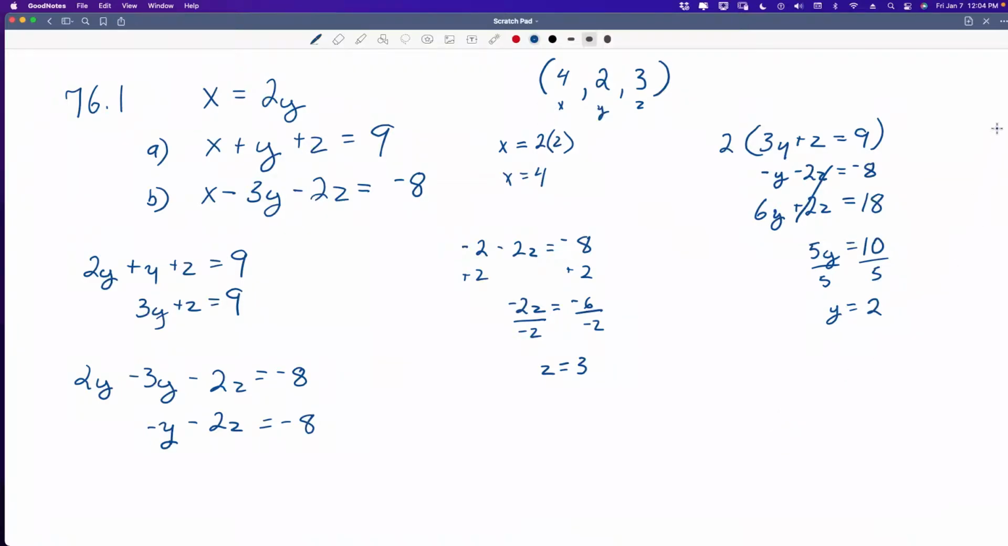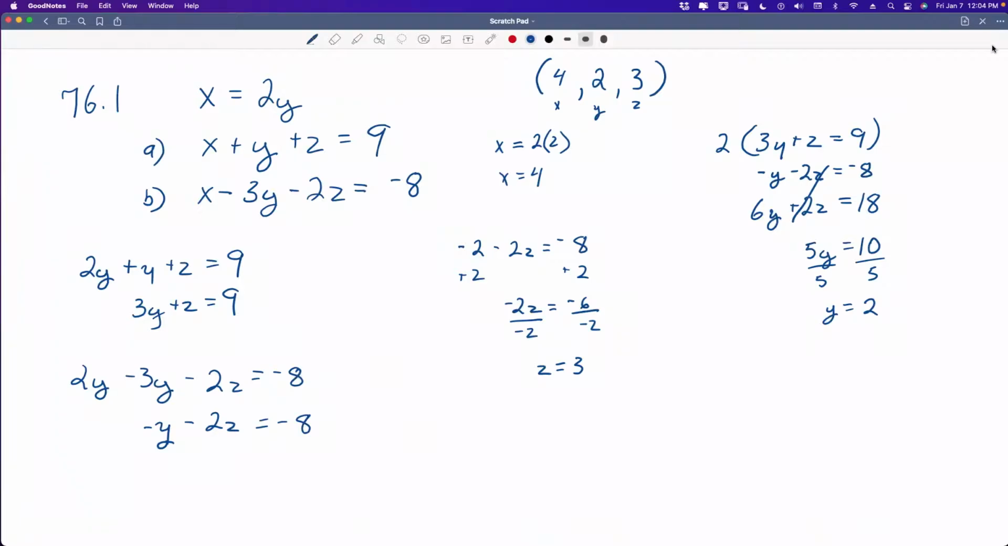Let's move on to 76.2, and I'm going to let you do that one on your own as well. So 76.2, here are our equations.